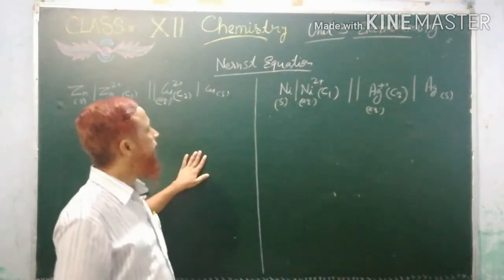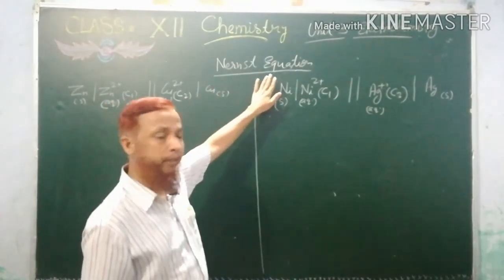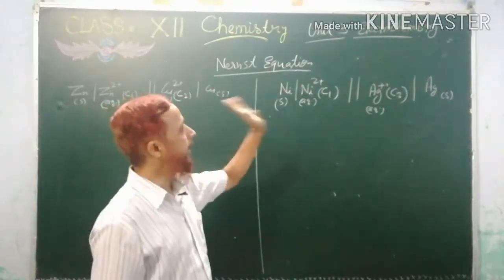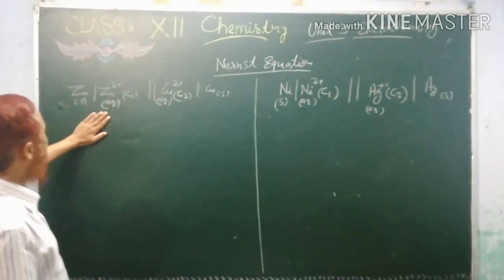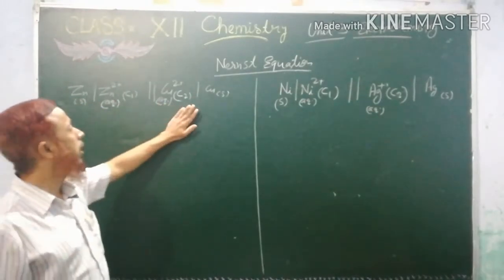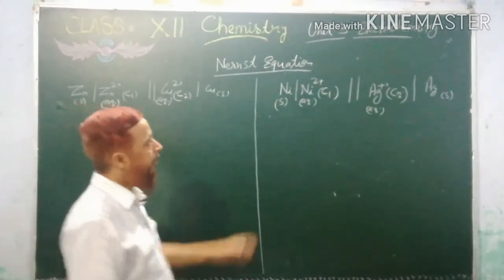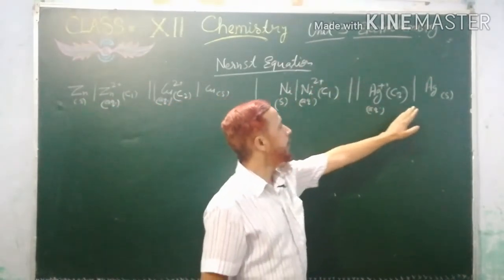Look on the board. Today again I have written a Nernst equation and two reactions I have written here. This is the electrode system of zinc into zinc ion and copper into cupric ion, and in this reaction nickel into nickel ion and silver into silver ion.